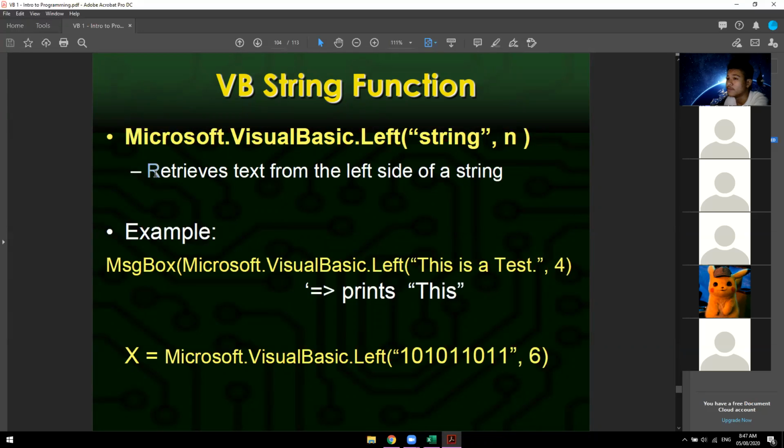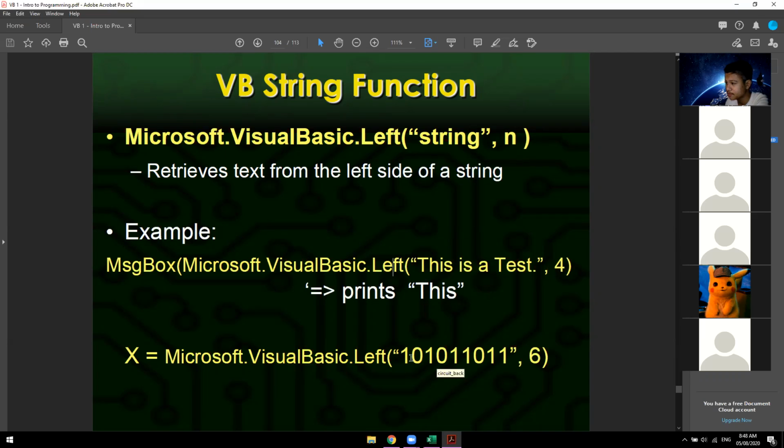Meaning, it retrieves text from the left side of a string. Ang gagawin nito, i-retrieve niyo yung pinaka nasa left, and then kung ilang characters na gusto mong i-retrieve. So for example, we have a string, this is a test. And then how many characters do you want to retrieve? So 4. Since left yung nandito, mag-umpisa tayo sa left. So T, H, I, S. Count lang kayo ng 4 na characters. So ang result nito sa message box will be THIS. Ganun lang kasimple.